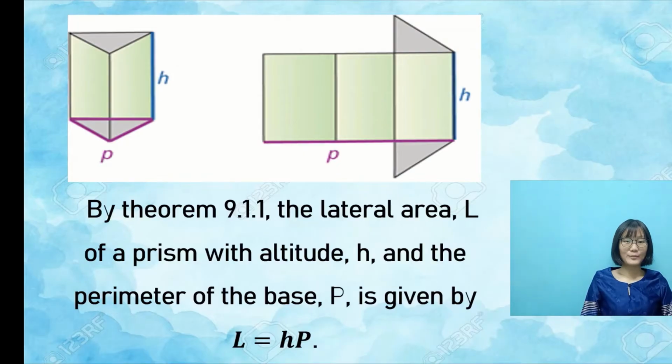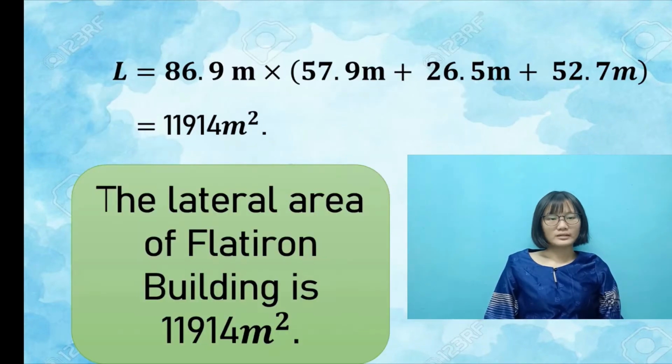By theorem 9.1.1, the lateral area L of a prism with altitude h and base perimeter P is given by L equals h multiplied by P. You will get 11,940 meters squared. So the lateral area of the Flatiron building is 11,940 meters squared.